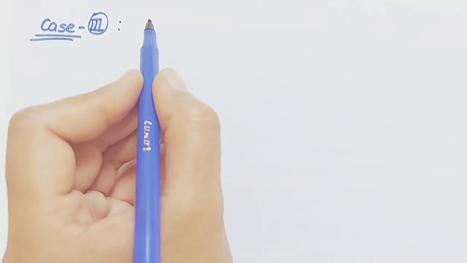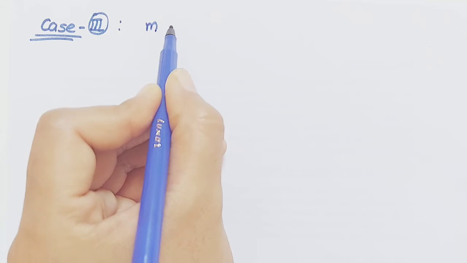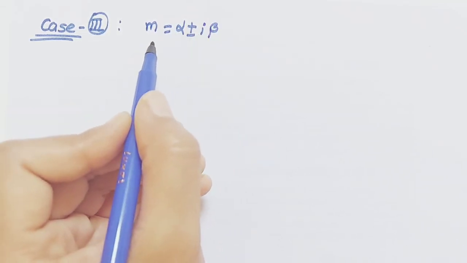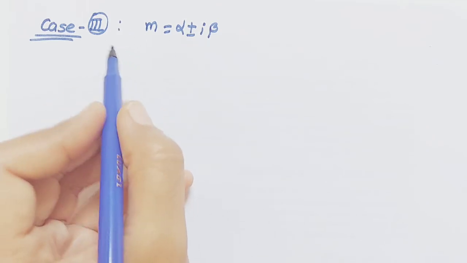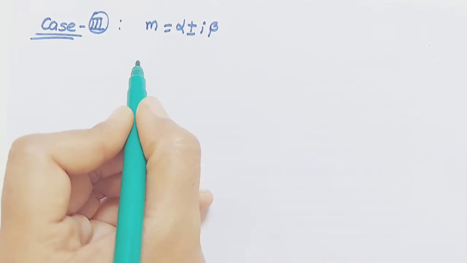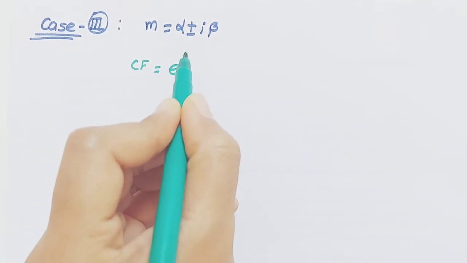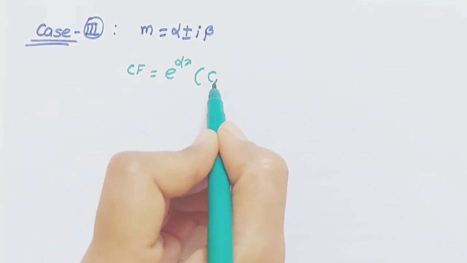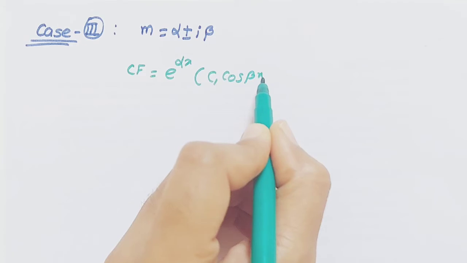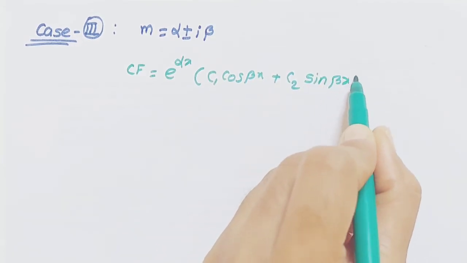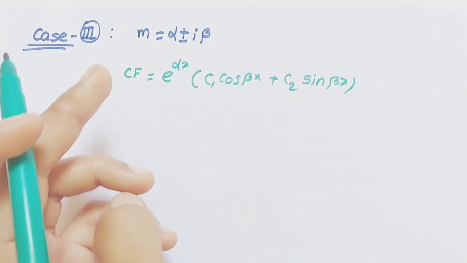Number 3 is, suppose we have given a quadratic equation and the roots of this quadratic equation are alpha plus minus i beta. That means roots are imaginary. If the roots are imaginary, then the CF for imaginary roots is e raised to power alpha x, we have to take the real part, e raised to power alpha x in bracket c1 cos beta x plus c2 sin beta x. In this way we write for imaginary roots.